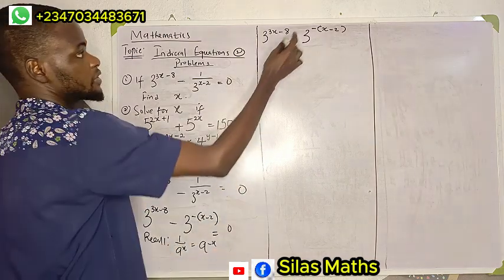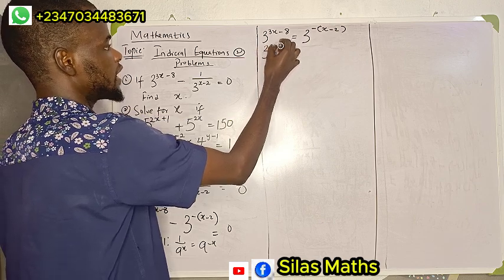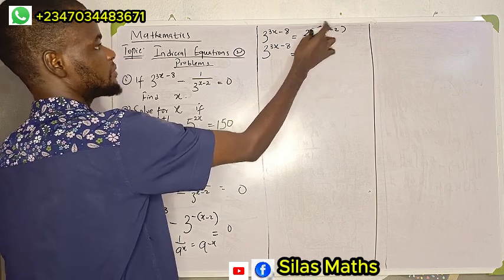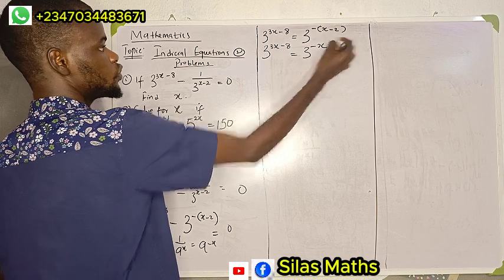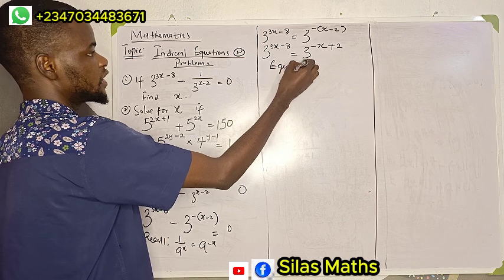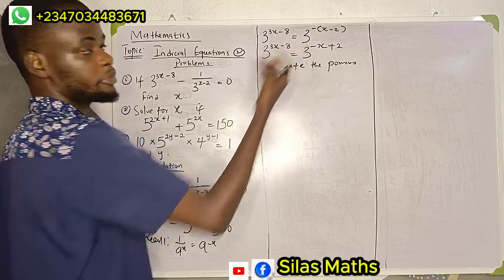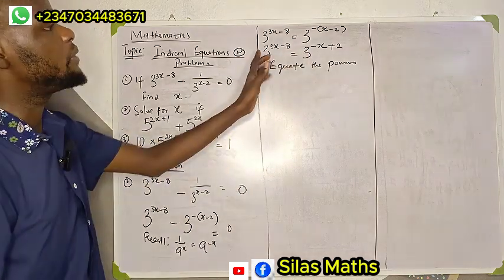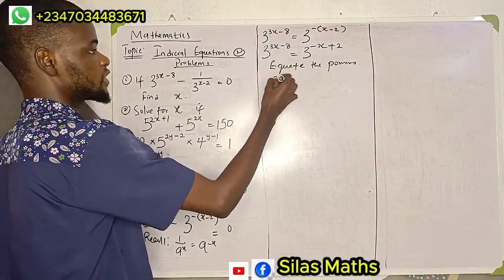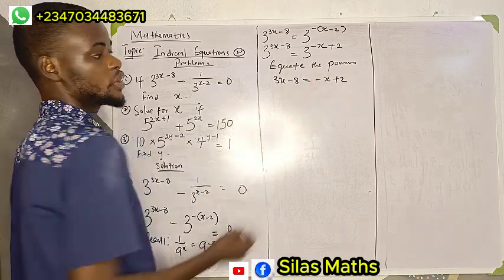Okay, so going further, we can open this bracket. So we have 3 to the power of 3x minus 8 equal to 3. Opening that bracket, I'm going to have minus x, minus will give me plus 2. So what do we do next? We equate the powers. At this point, recall that when their bases are the same, we equate their powers for an indicial equation. So this becomes 3x minus 8 equal to minus x plus 2.